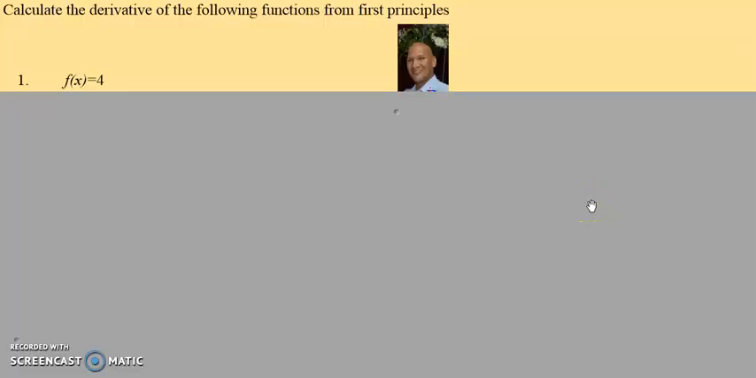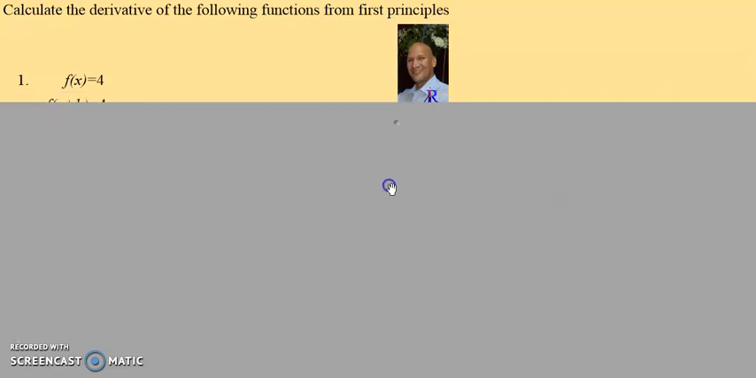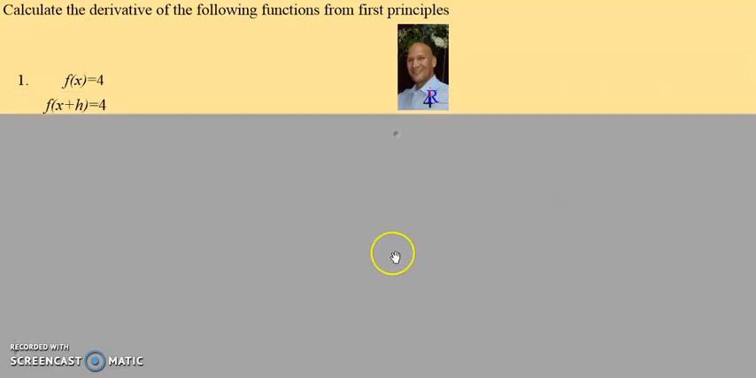In our first example, they expect of us to calculate using first principles the derivative of the function. Here the function of x is equal to 4. So if I have to calculate f of x plus h, there is no x to substitute, so my value will be 4 for both of them.